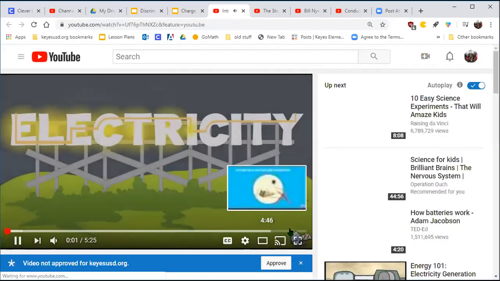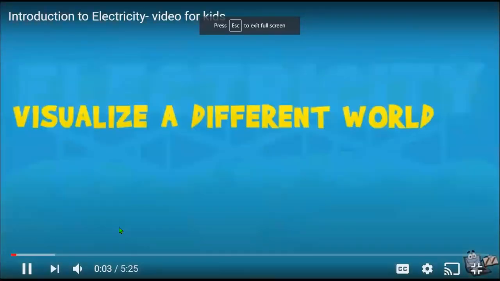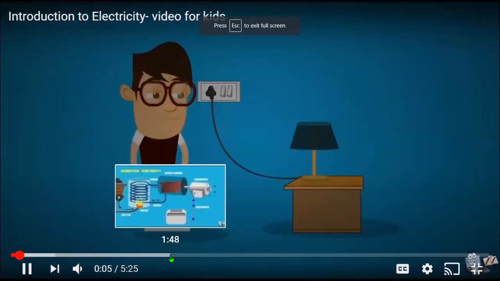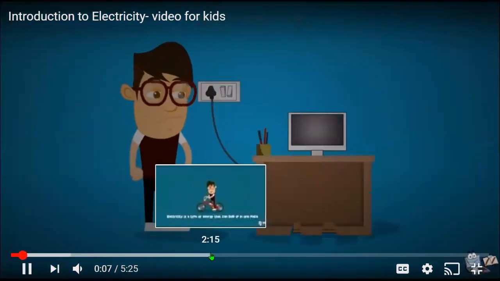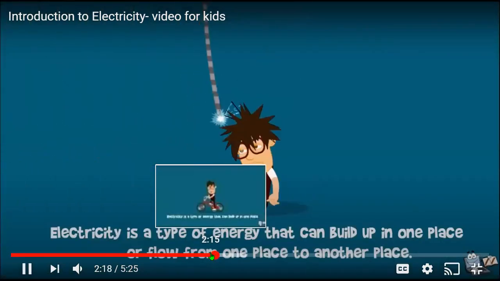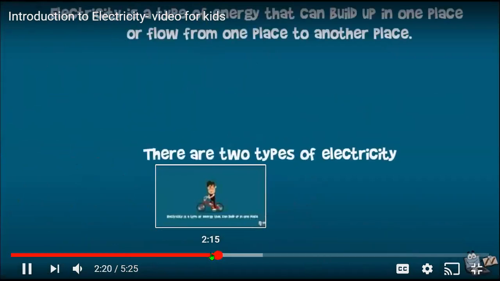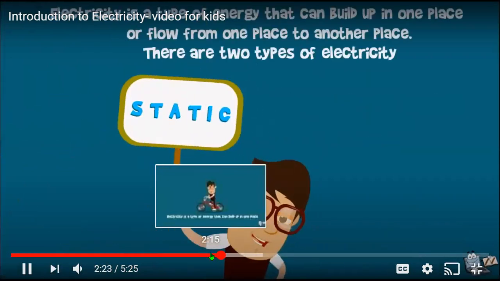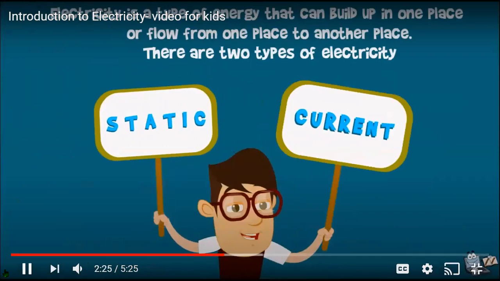Today we'll learn about electricity. Visualize a different world where you couldn't turn on a light or a computer. There are 2 types of electricity, static and current. Let's study about these one by one.